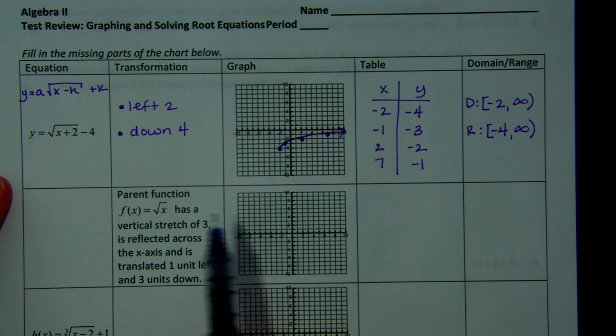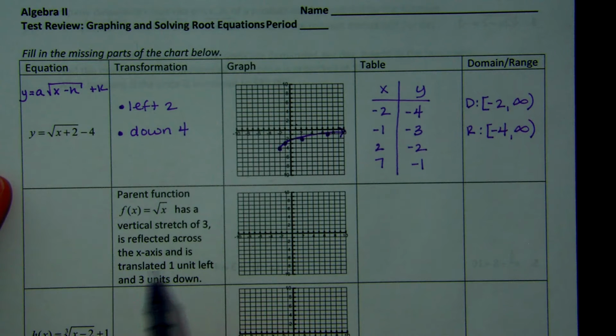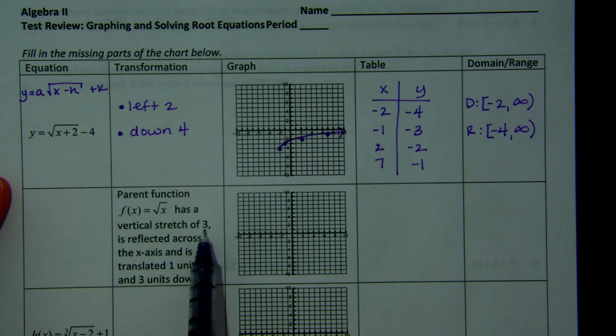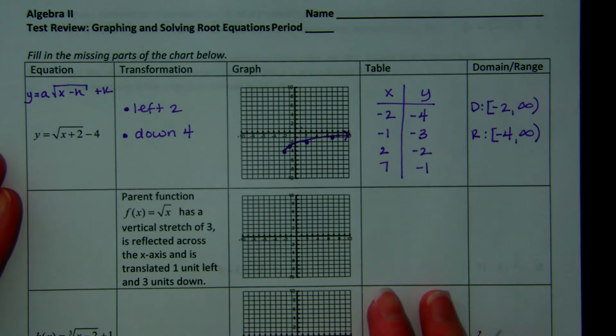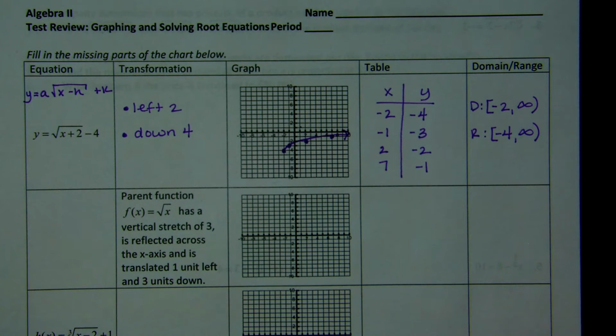All right, the next problem, they gave us a verbal description but not an equation, and that's fine. They said the parent function is the square root of x, has a vertical stretch of 3, is reflected across the x-axis, and is translated 1 unit left and 3 units down. And so we need to go through here and identify, are we talking about a, h, or k, and how do we put that together?